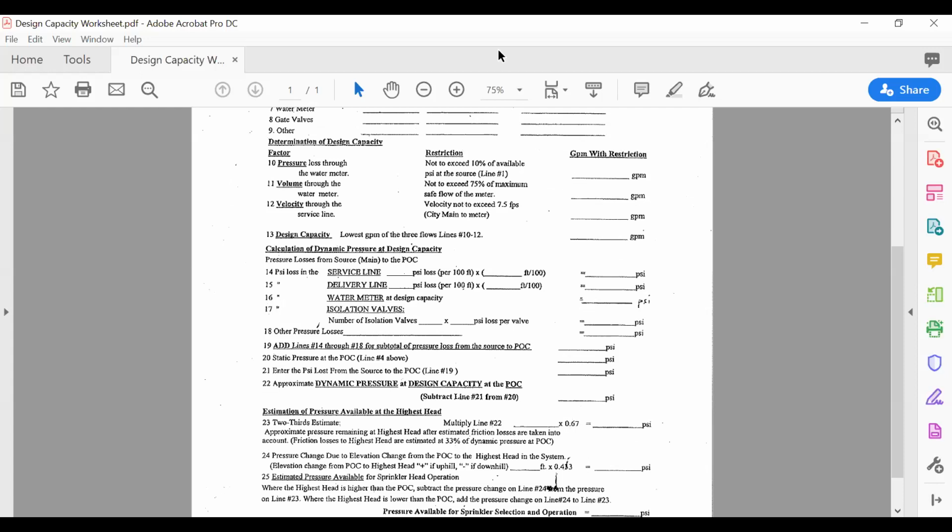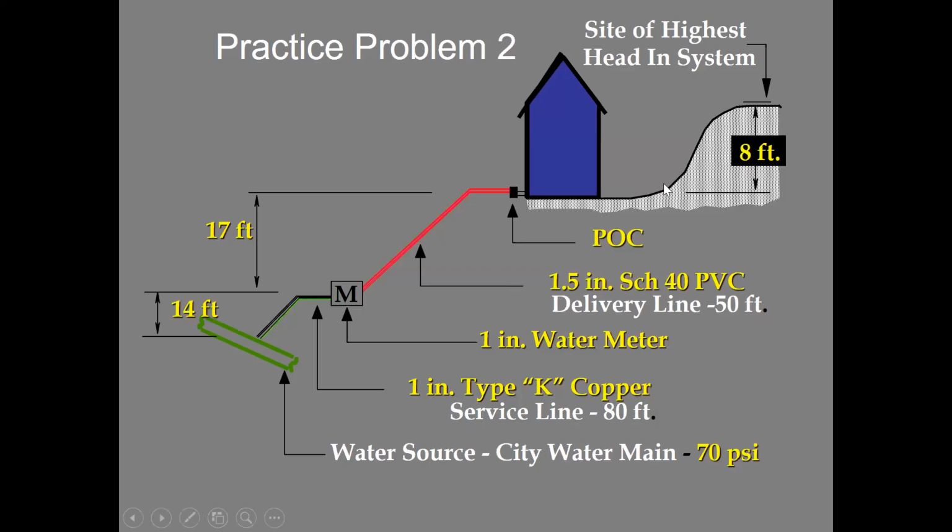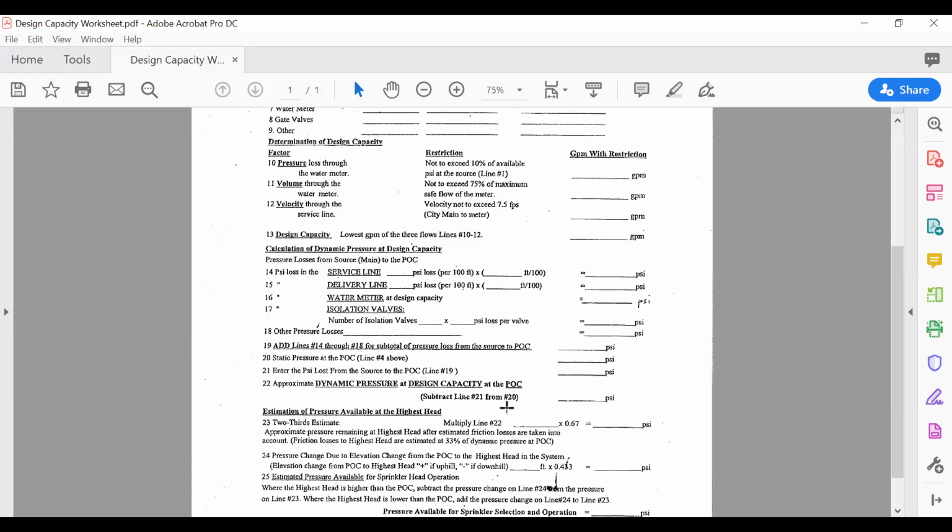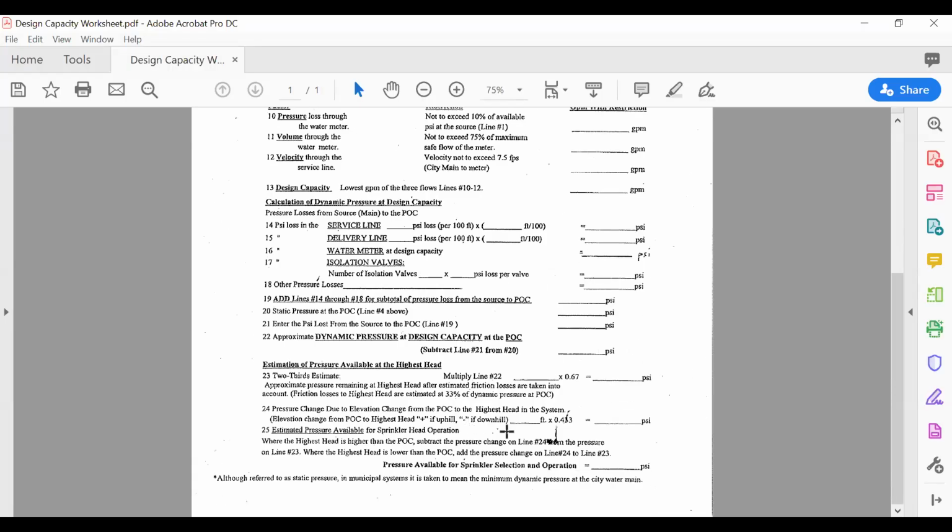Right now we have also an elevation change. So our worst case scenario head happens to be 8 foot on top of this hill. So we're going to have a static pressure loss through to that 8 foot. So going back to our sheet, we're going to have 8 feet of uphill, so plus 8, multiplied by 0.433.